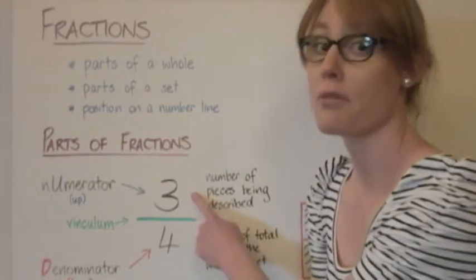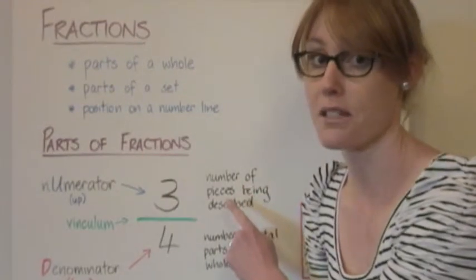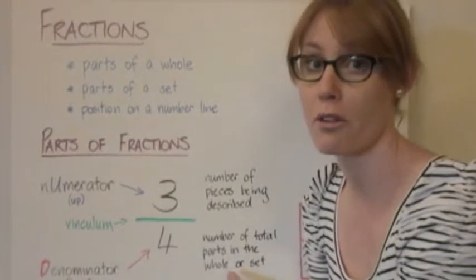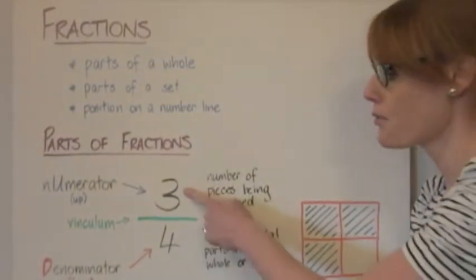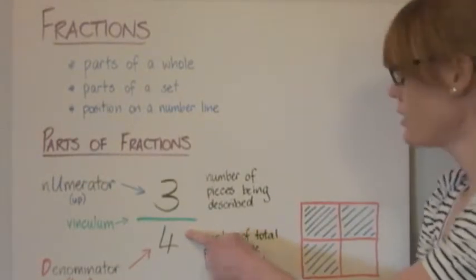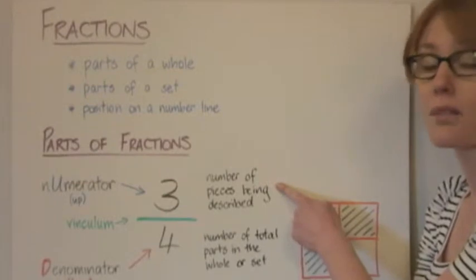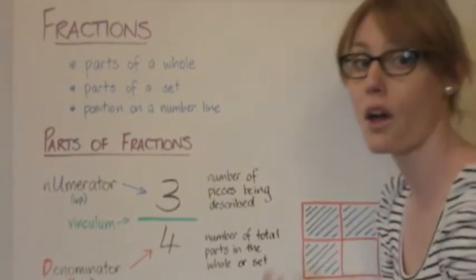The numerator represents pieces being described. How many pieces are being described? The denominator represents the total number of parts in the whole. For example, 3/4 can be shown as 3 parts being described out of 4 parts total in the whole set.